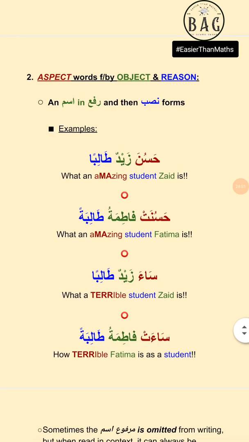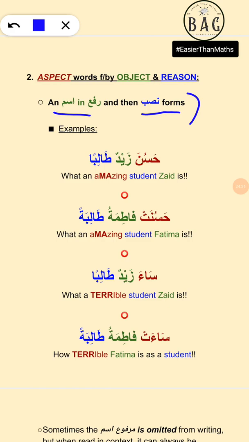Now we have the aspect words followed by the object and reason. Okay, so we have to further tell the details. We have to further elaborate at why is this object of amazement so amazing. Okay, so an ism in rafa and then nasab forms. Okay, so what you have the object of amazement in rafa form, and the reason of amazement is in nasab form. Okay, for example, hasuna zaidun taliban.